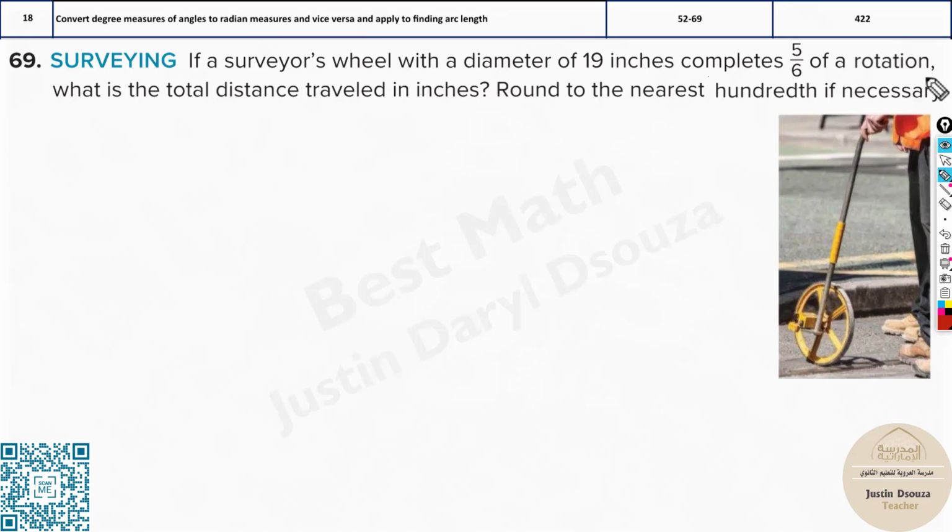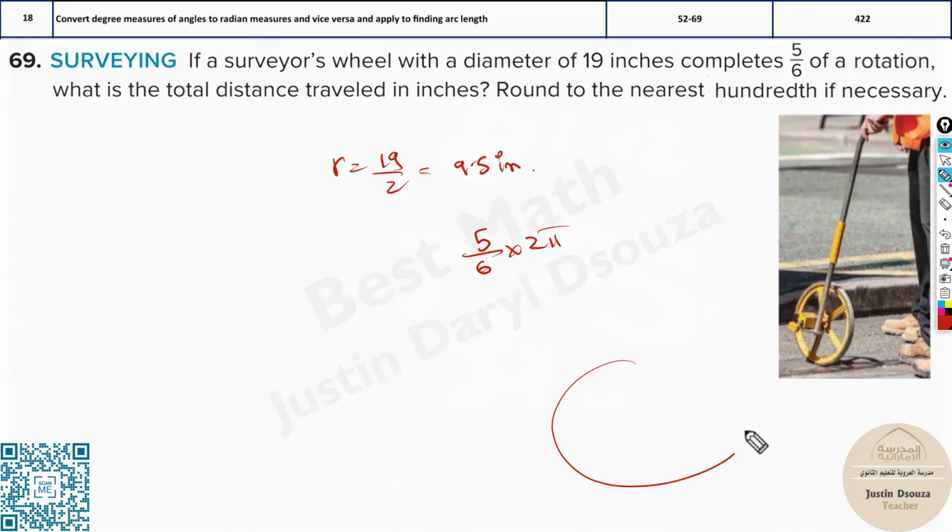And the last problem of this topic: a surveyor's wheel with a diameter of 19 inches, diameter is given, so what is the radius? 19 by 2, that is 9.5 inches. It completes 5/6 of a rotation. What is the total distance traveled in inches? It completes 5/6 of the rotation, so basically 5/6 of 2 pi radians is done. Imagine it's not fully done. If it was full, it would be one time. 5/6, nearly done, but not. So the total is 2 pi, and in that 5/6 is done.